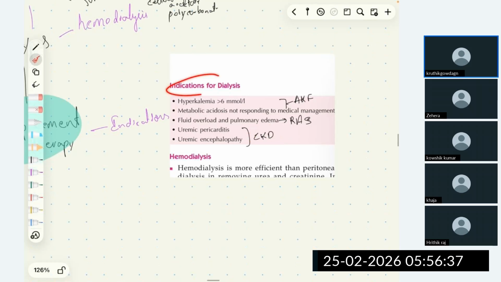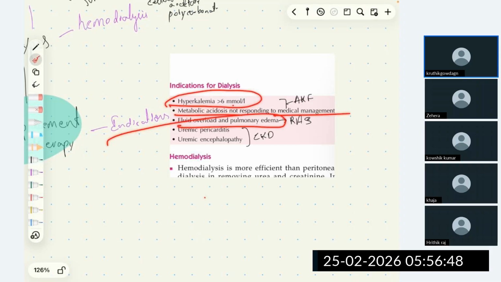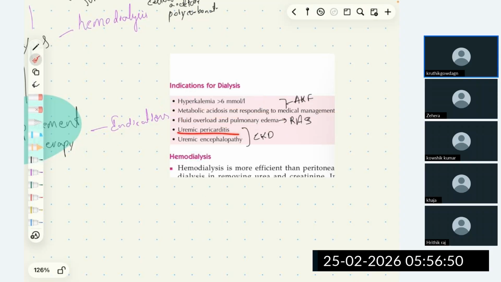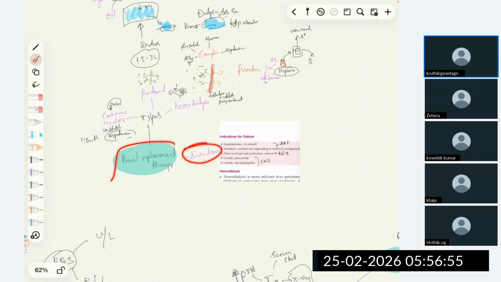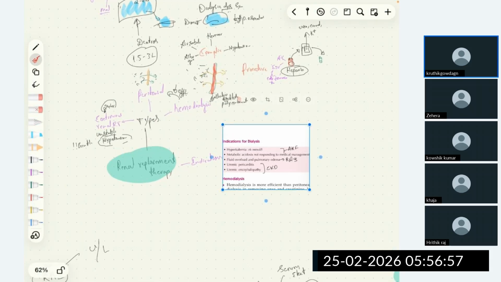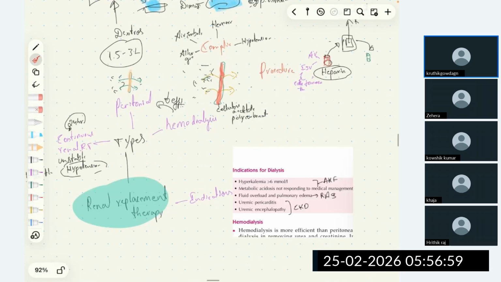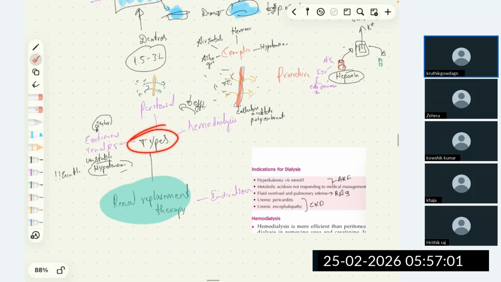So dialysis can be done if the patient has hyperkalemia more than 6 millimole per liter, metabolic acidosis not responding to medical management, fluid overload and pulmonary edema, uremic pericarditis and uremic encephalopathy. These are the indications of renal replacement therapy. Indications are important. Please do remember this. Now, what are the types of renal replacement therapy? We have three types: hemodialysis, peritoneal dialysis, and continuous renal replacement therapy.